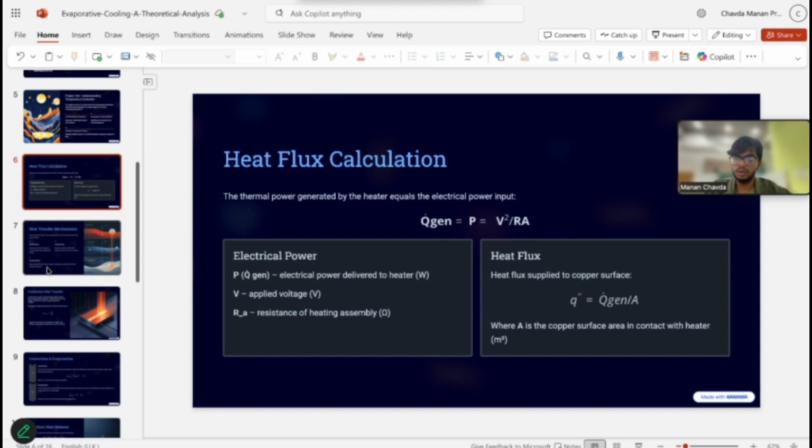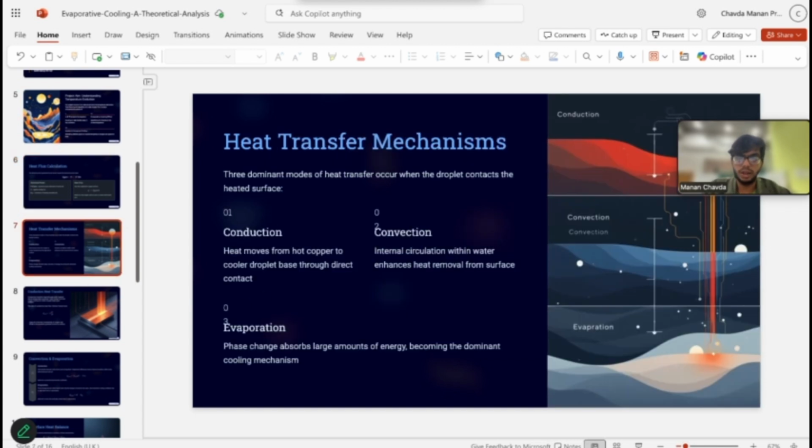Okay, the next slide is the heat transfer mechanism. There are three dominant modes of heat transfer which take place when the droplet is in contact with the heated surface. The first one is conduction, where heat flows directly from the hot copper into the cooler droplet. The second is convection, which happens because of the internal circulation within the water. The third is evaporation, which happens due to the phase change, which absorbs a large amount of energy.